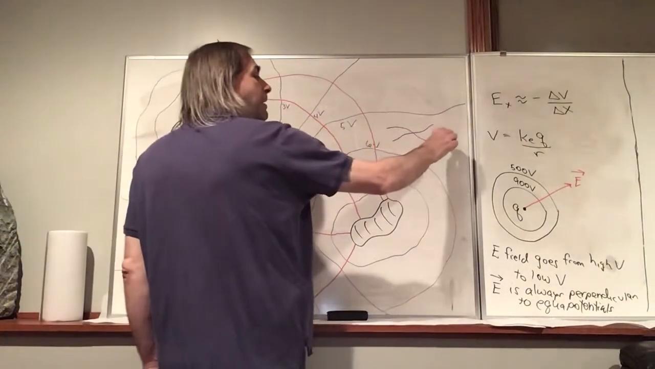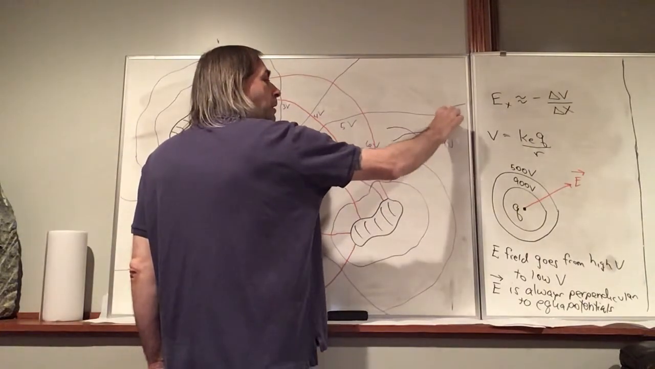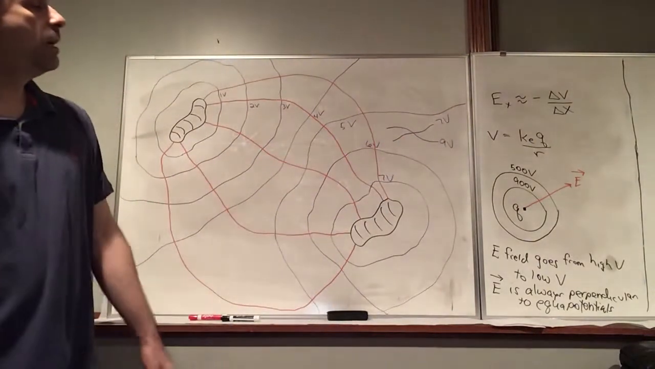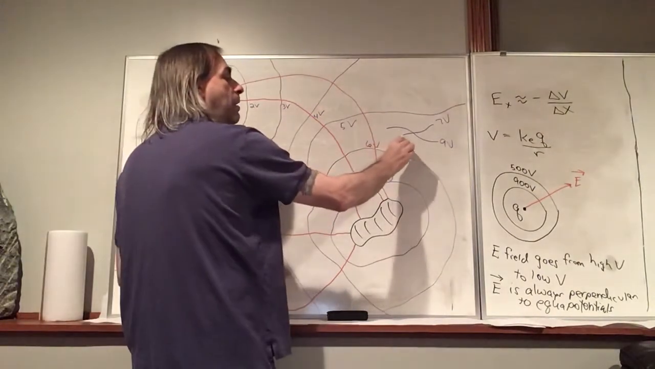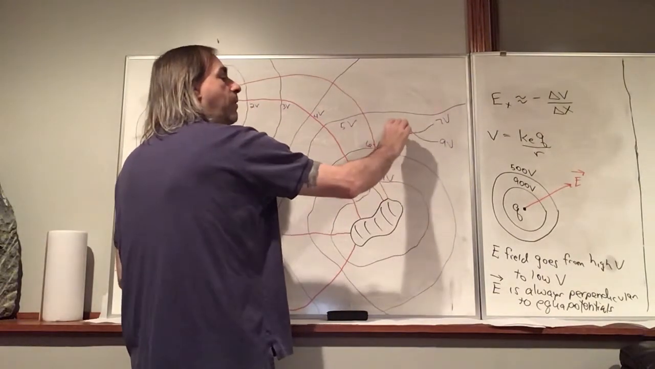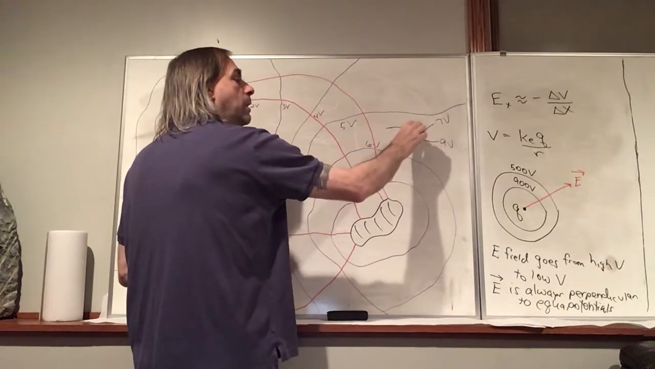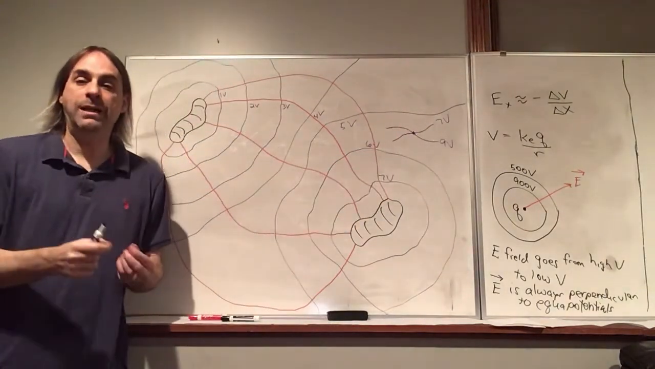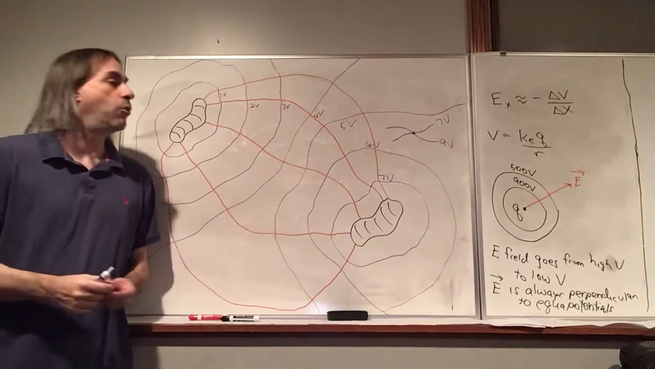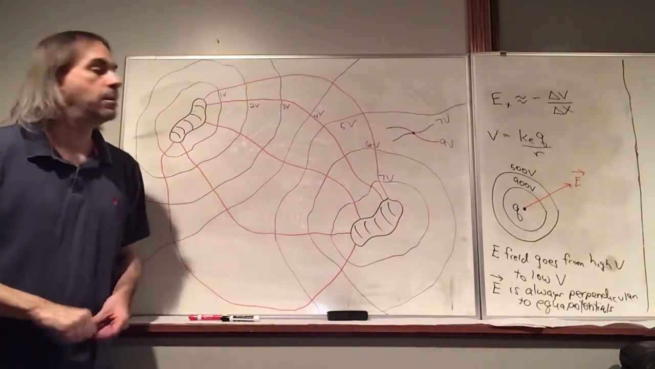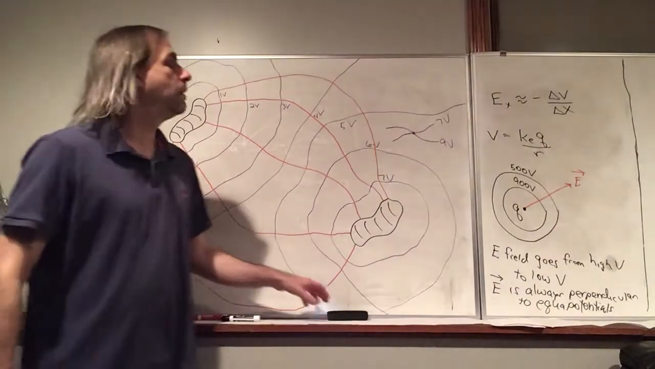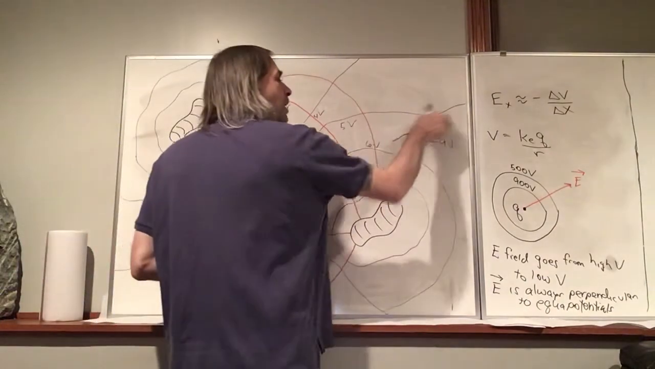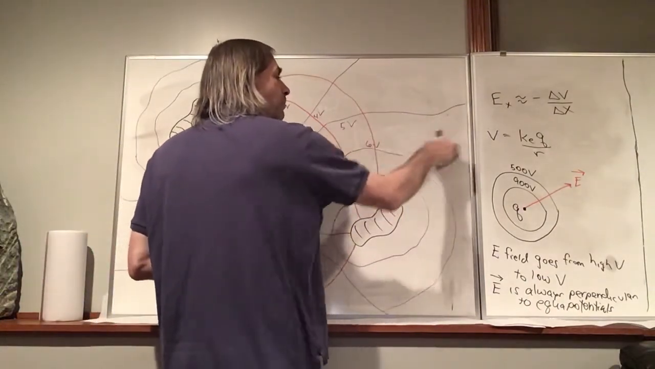The reason why: let's say this is a 9-volt line and that's a 7-volt line. Every point on this line has to be 7 volts, and every point on this one has to be 9 volts. If they were to cross, we'd be saying that point has to be at 7 volts and also at 9 volts, which makes no sense. You can't be both 7 and 9 at the same time. So yeah, equipotential lines never cross each other.